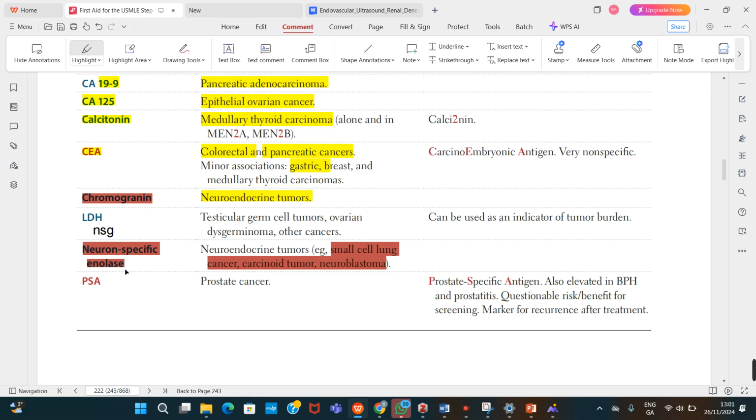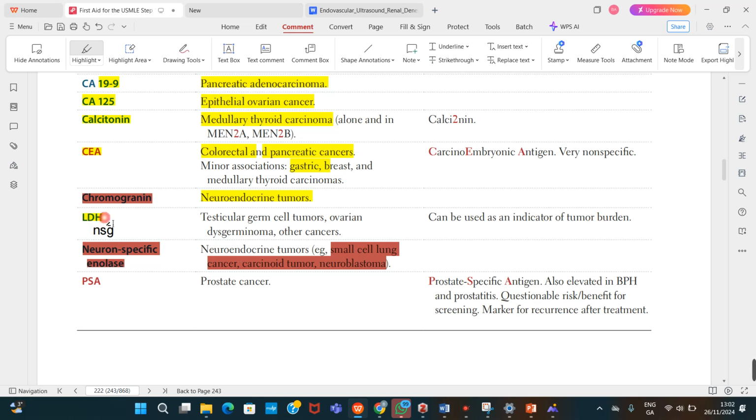What's it called? Tumor markers that are present from neuroendocrine tumors. Chromogranin, neuron-specific enolase. And I've given examples: small cell carcinoma of the lungs, carcinoid, neuroblastoma, insulinoma, glucagonoma. All of them are neuroendocrine tumors.